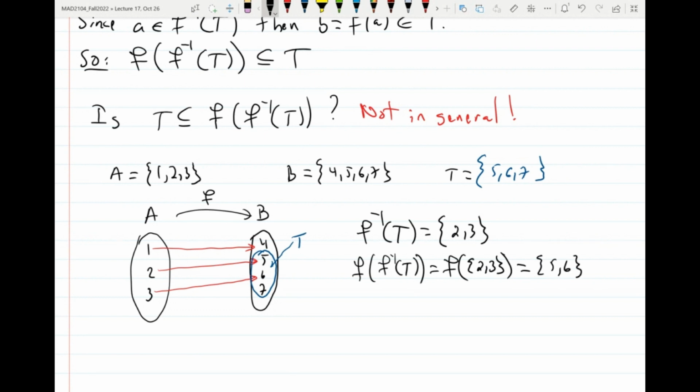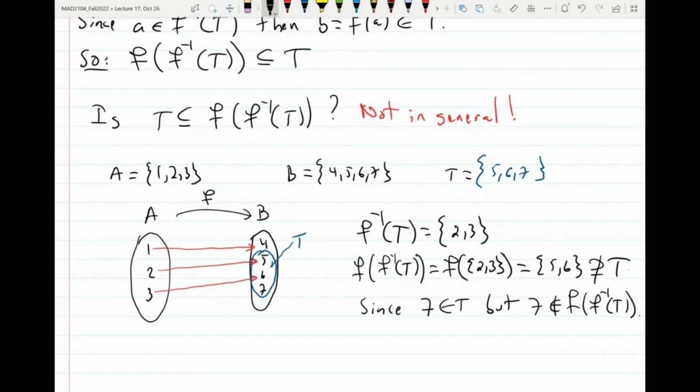What just happened? We lost 7. Why? Because the moment that you go back, that's it. Because F doesn't know 7. You see, F doesn't see 7. The function doesn't see 7. So the moment that you start going back to A and then you want to come back using the function, you're gonna miss this guy. So it comes back smaller. Okay? Notice that this does not contain T. In fact, 7 is in T, but 7 is not in this. Okay? So what we can say for sure is that it comes back smaller, or a subset, okay?